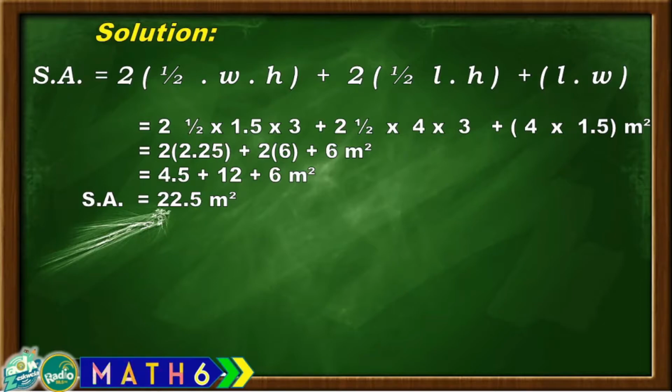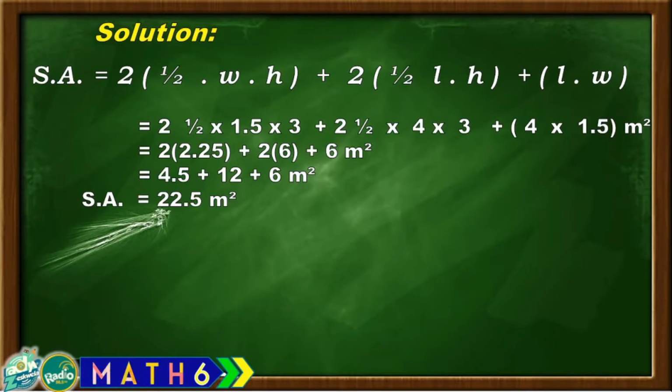Now we have 2(1/2 times 1.5, which is our width, multiplied by 3, which is our height), plus 2(1/2 times 4, which is our length, multiplied by 3, which is the value of the height), plus 4, which is our length of the base, multiplied by 1.5, which is our width. Remember that we need to solve first the numbers inside the parentheses. Now we have 1/2 times 1.5 times 3, we get 2.25. Next, we have 1/2 times 4 times 3, we get 6. And for the length multiplied by width, we have 4 times 1.5, then we have 6.